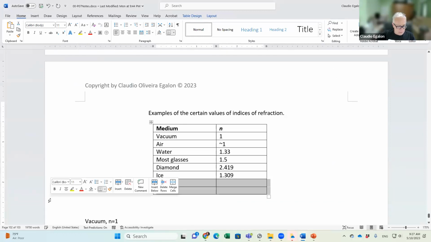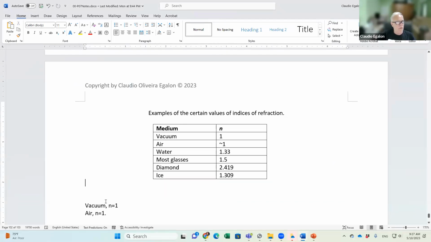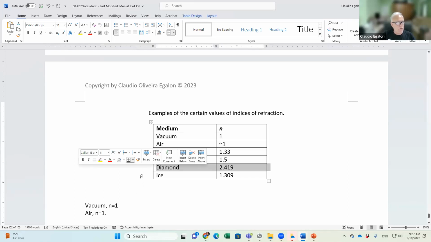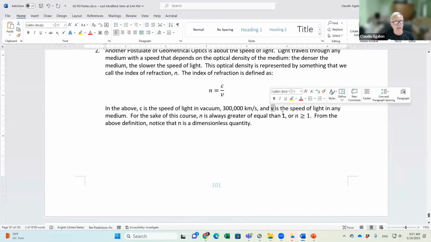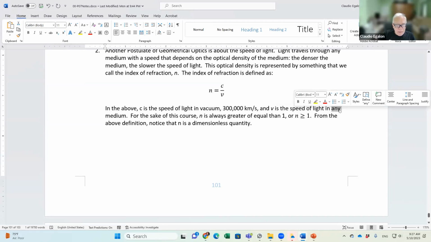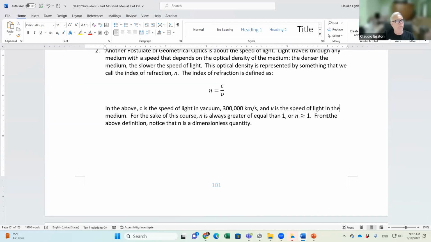And so if you want to calculate the speed of light in those different materials, all you have to do is use the equation for the refractive index: 300,000 kilometers per second divided by the velocity in the medium. That is the speed of light in the medium. Not in any medium, but in the medium.